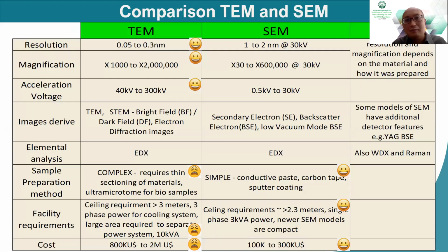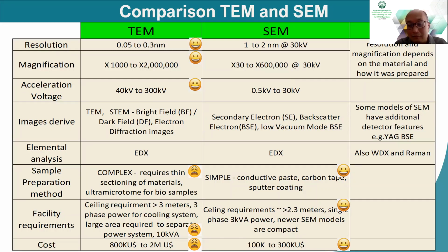As a comparison of TEM and SEM, the transmission electron microscope has a higher resolution. It can resolve from 0.05 to 0.3 nanometers, whereas the magnification can be from 1,000 to 2 million x, and the acceleration voltage is 40 to 300,000 volts. That means it has a much shorter wavelength compared to a scanning electron microscope.